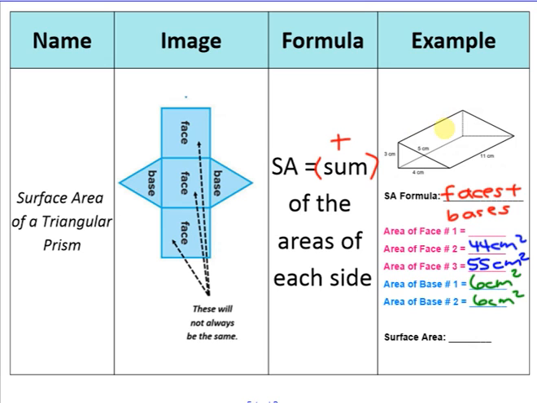And now I'm going to work on the rectangle that's right here that's sort of facing away from us. That has a height of 3, and the bottom here is going to be the same as this right here, which is 11. So 3 times 11 is going to be 33 centimeters squared. Now, in order to find the surface area, I'm going to add all of those up. So 33 plus 44 plus 55 plus 6 plus 6, and that's going to give me 144 centimeters squared.